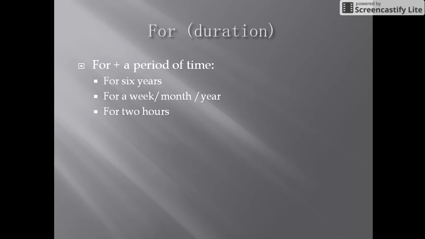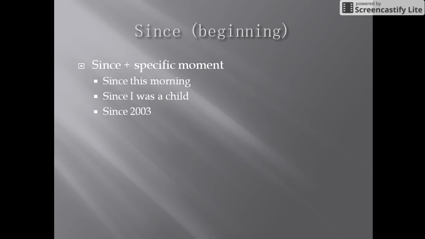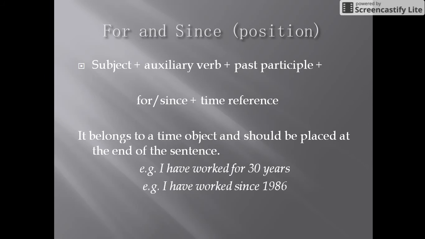For is always followed by a period of time, as we can see, for example, for 6 years, for a week, for a month, for a year, or for 2 hours. It can be different periods of time with different duration. And then since, it's always followed by a specific moment, such as since this morning, since I was a child, or since 2003.